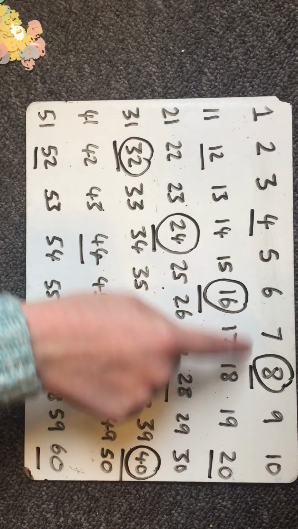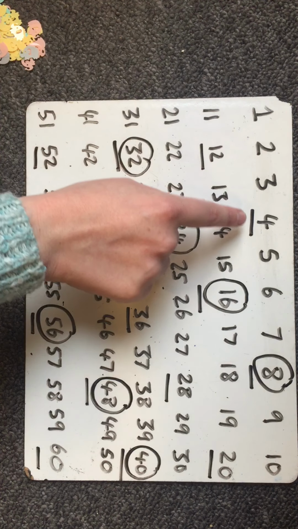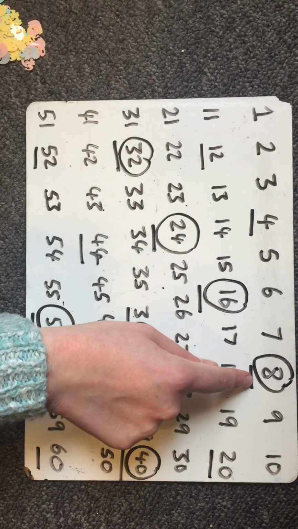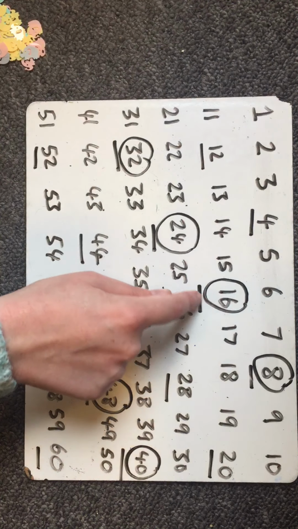For the 8 times table, we just skip out one of the 4 times table each time. So instead of doing 4, we skip that, go to 8. Then we skip the 12, which will be in the 4 times table, and go to 16.